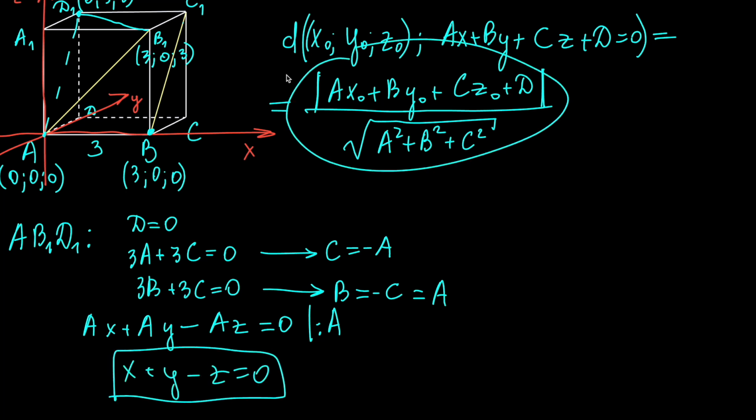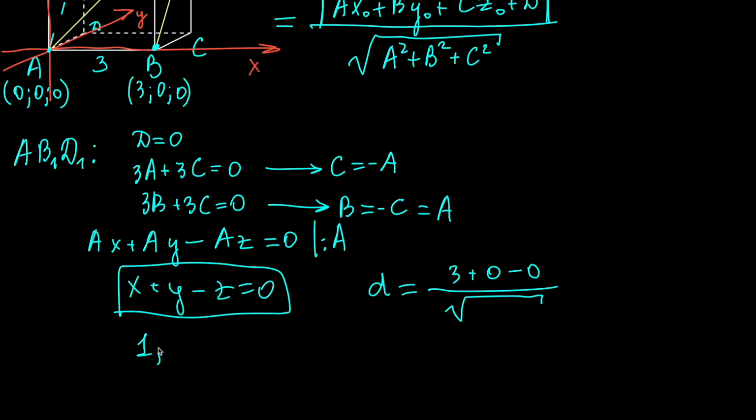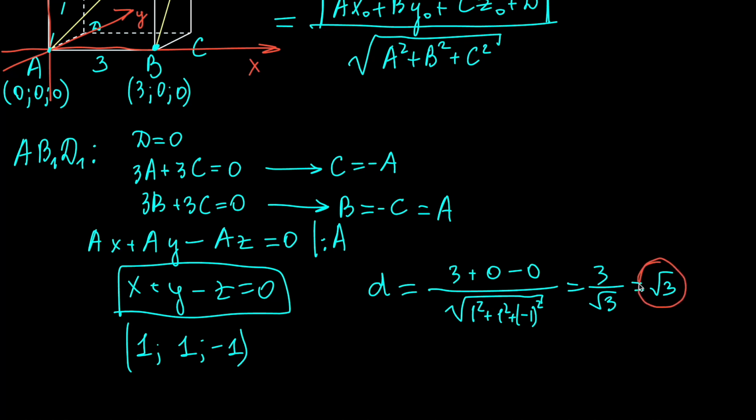Now, using that formula, we will have the following for the distance. 3 plus 0 minus 0, I just plugged these coordinates into this equation. This is going to be equal to 3, so there's no need for the absolute value sign. And we have to divide that by the length of the normal vector. The normal vector has coordinates (1, 1, minus 1). So we have 1 squared plus 1 squared plus (minus 1) squared, or 3 divided by the square root of 3, or just the square root of 3. And of course the answer is the same as in the previous method.